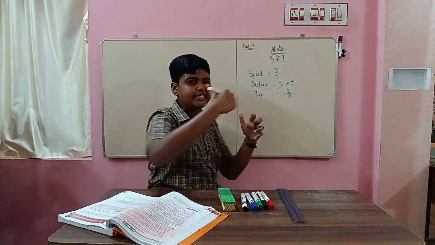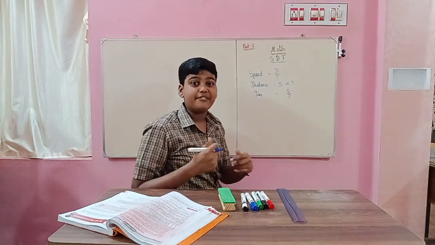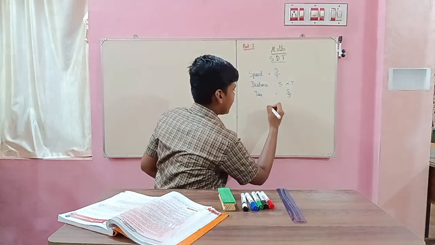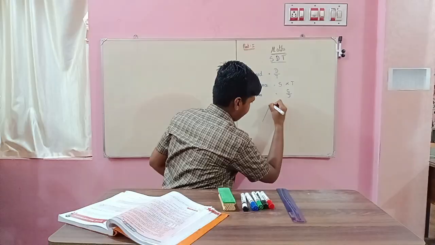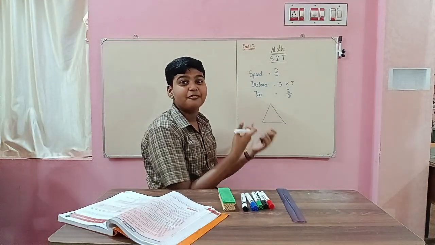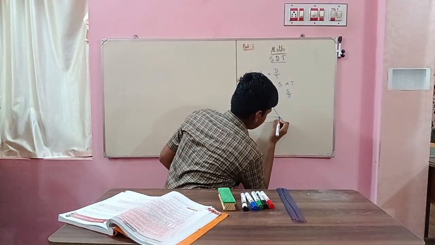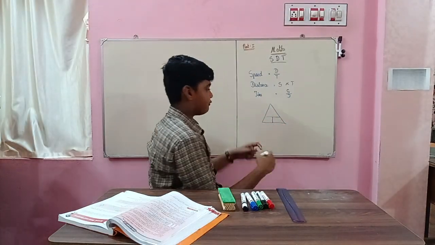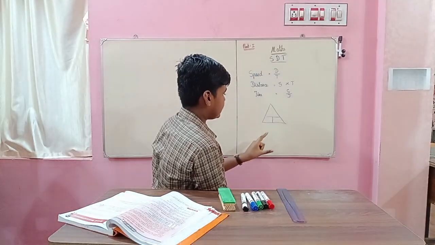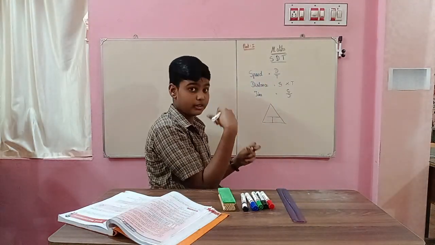You may find it difficult to remember all these formulas. So for that we have an easy trick. It is a small triangle. Don't think I am drawing a pyramid. So this triangle is nothing but a flowchart of these symbols in this triangle in a particular order.